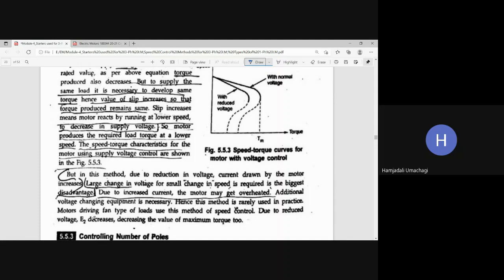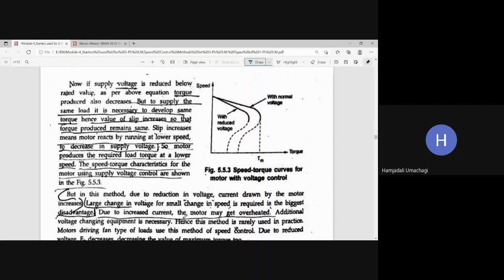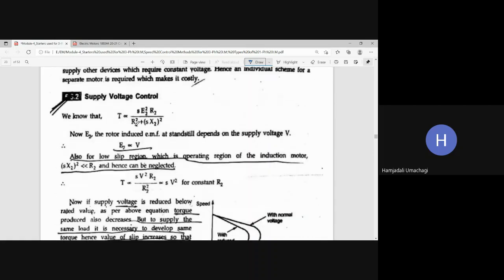Due to the reduced voltage, E2, that is the rotor induced voltage during standstill condition, is going to decrease. Okay, if E2 decreases, then automatically the maximum torque is also going to decrease. So all these are the associated drawbacks. So this is all about the supply voltage control method to control the speed of the induction motor from the stator side.